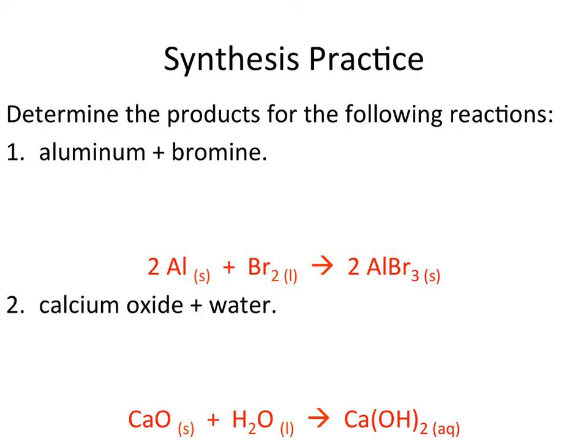All right, welcome back. Here are your answers. So again, we have aluminum and bromine. Now remember, bromine is part of the Hofbrinkel, so it's going to have this Br2 configuration.